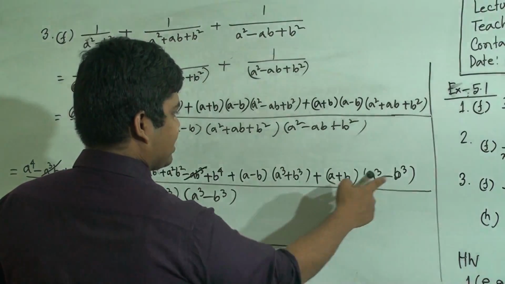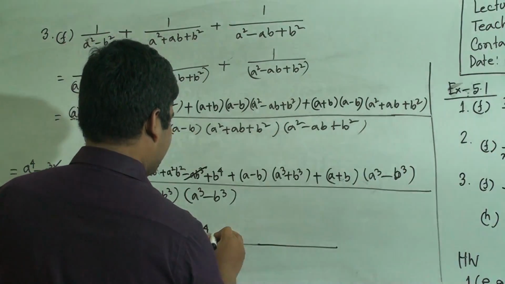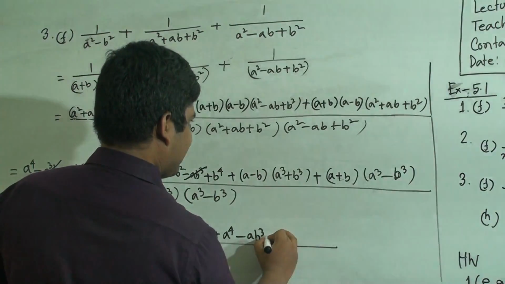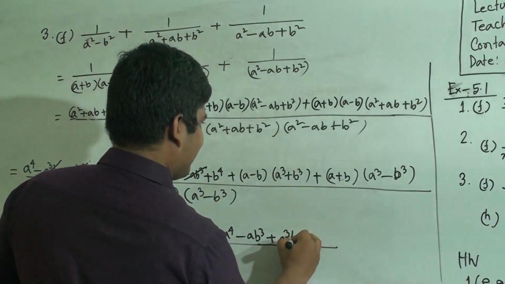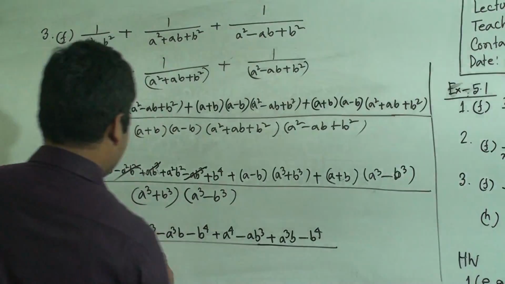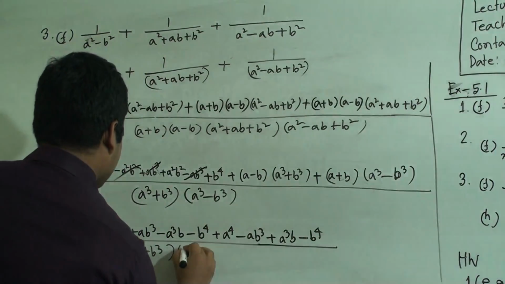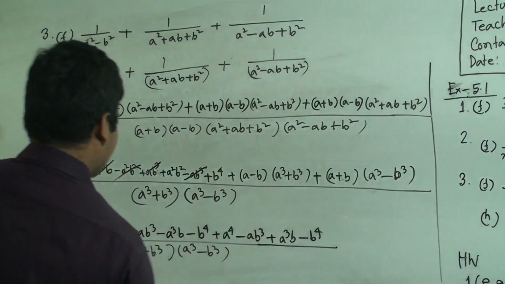Then we multiply this number by a plus b and we get a to the power 4 minus ab cube, then plus a cube b minus b to the power 4, and here we write a cube plus b cube and a cube minus b cube.